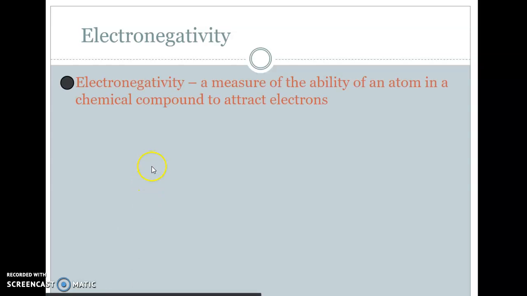Another trend on the periodic table is called electronegativity. Now, this one is a little different to understand. So, what we have to realize is that electronegativity has to do with elements that are in a compound. Okay? So, it is a measure of the ability of an atom in a chemical compound to attract electrons.